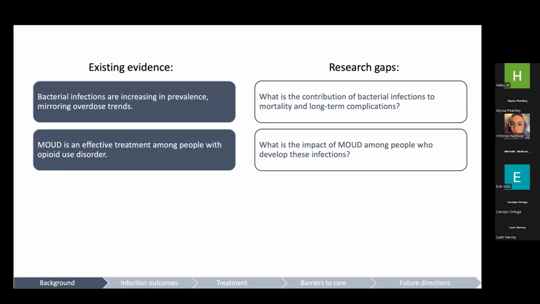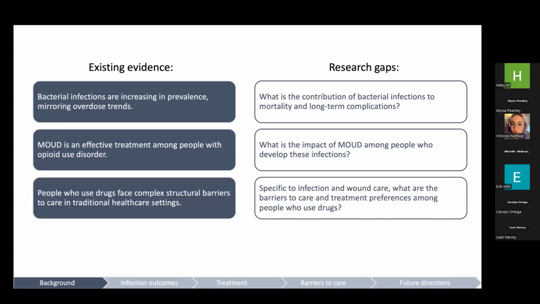And also people who are being treated for these infections might require things like long-term antibiotics. So there can be different sorts of disruptions that make it difficult for people to receive MOUD and then stay on and access MOUD after developing one of these infections. So one of the gaps was really to understand, do we see a similar impact of effectiveness of MOUD among people who develop these infections?